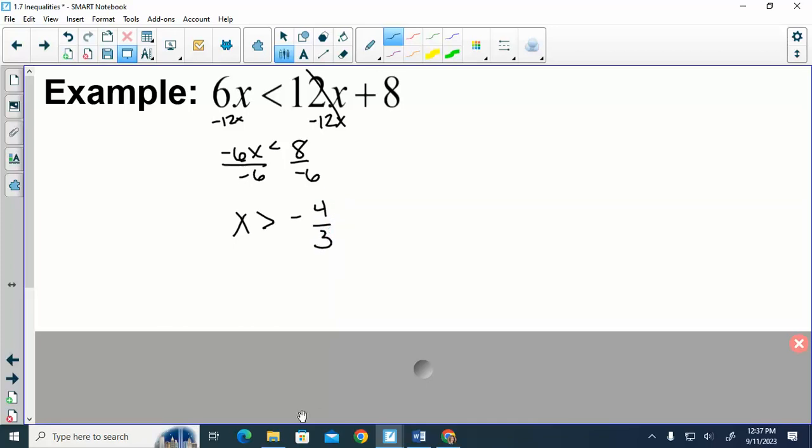-4/3. For this section, I'm going to ask you to graph this and give me the interval. So my answer is x is greater than -4/3. What would that be in interval notation? -4/3 to infinity. No equal to, so all parentheses. So that's my actual solution.